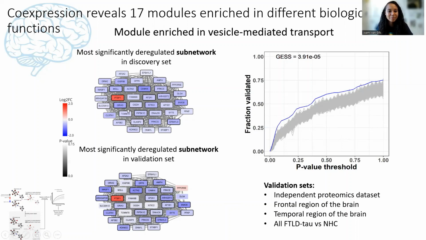And so going back to our module enriched in vesicle-mediated transport, at the top you see the network that I showed you before. And at the bottom you see the subnetwork of the validation set. And what you can see is that these are very similar. So most of the proteins have a lower expression in tau versus control. And PTBP1 again really jumps out as the protein with a higher expression in tau versus control in this module. You can also see on the right that the fraction of proteins that is similar in both datasets is really higher in the actual comparison compared to the permuted distributions. And so we could really validate this module.